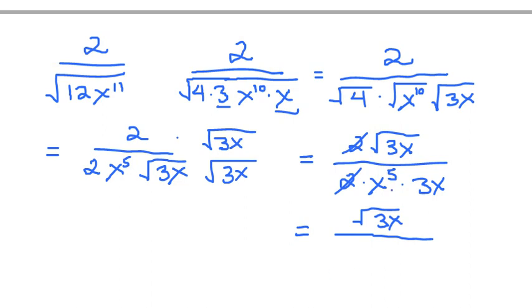Okay. What do we got? We got 3 times x, add exponents, 5 and 1, that's 6. Okay, so that's what you should have left right there.